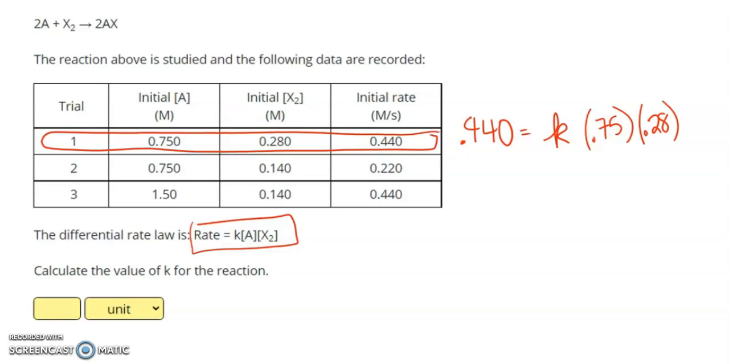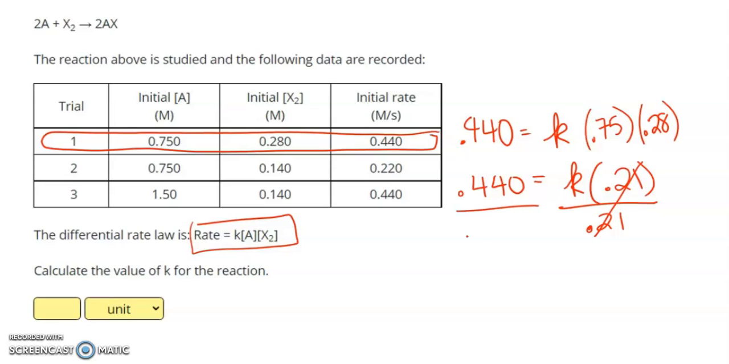To solve for k, I'm first going to multiply 0.75 times 0.28. And that gives me 0.21, and then it's 0.21 times k equals 0.440. I want to get k by itself. Right now I'm multiplying by 0.21. To kick it out, I need to divide by 0.21. Divide the other side as well. 0.44 divided by 0.21 will give me k, and that equals 2.095. I want 3 sig figs, so I'm going to round this to 2.10. That's my value for k.